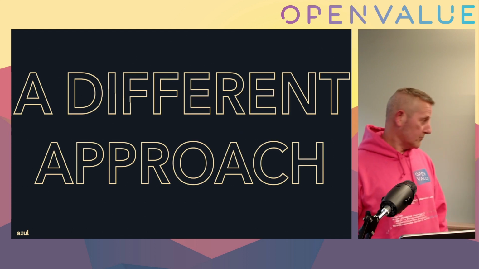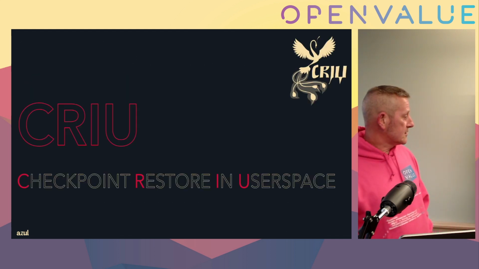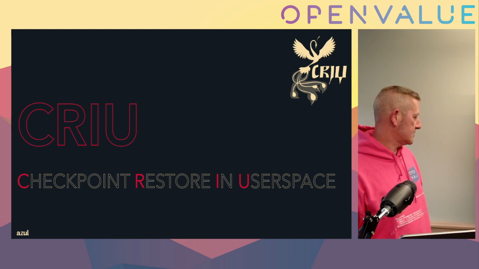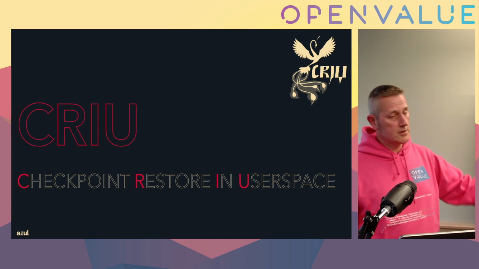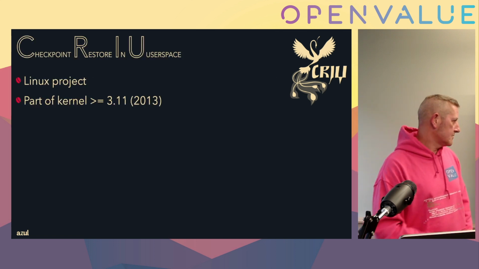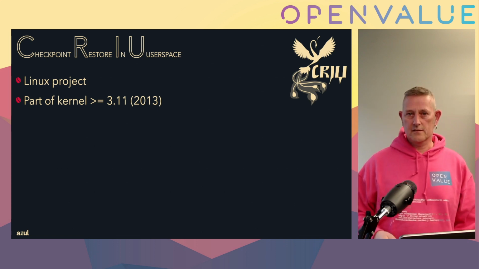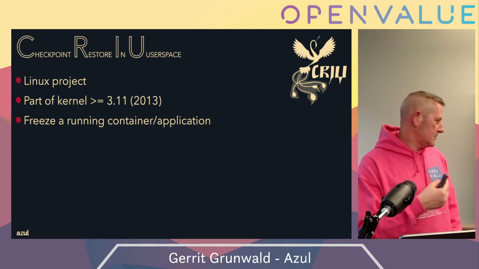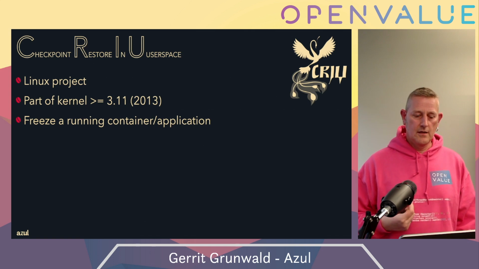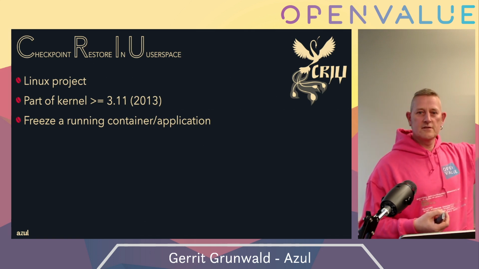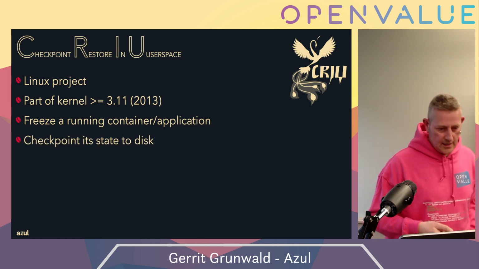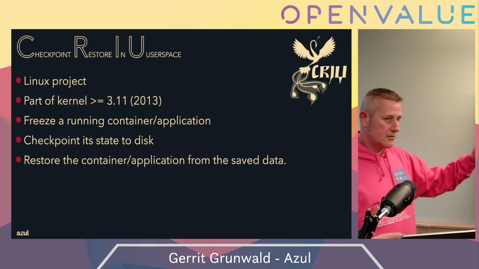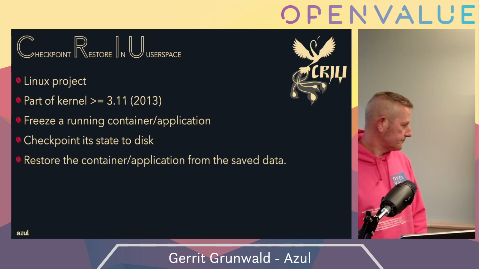Okay, let's take a look at a different approach then. It's called CRIU. I don't know if you know that, maybe some people do, because it's a Linux project. It's called Checkpoint Restore in User Space. And it's been in the kernel since 2013, so now for nearly 10 years. It's not really a new thing. It was made to freeze a running container or application, which is interesting. I mean, we talk about 2013, and they already thought about this idea. They could checkpoint this application or container, the state, to the disk and then restore it in the future somewhere. And that's the idea.